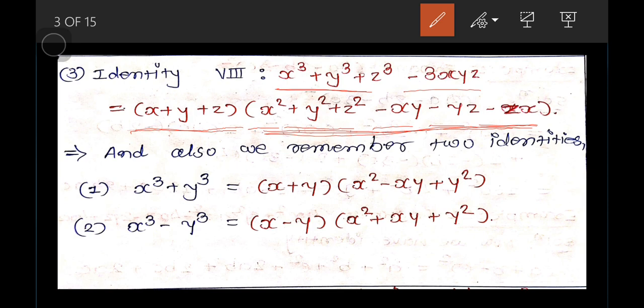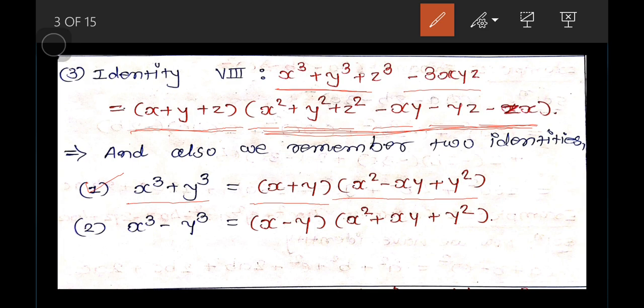We also remember two extra identities. First one is x cube plus y cube. If any expression of this type, x cube plus y cube, is given, then you can directly factorize this polynomial with the help of an identity: x cube plus y cube is equal to (x plus y) into (x square minus xy plus y square).